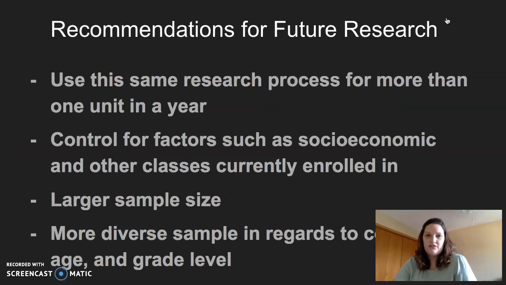So, some recommendations for future research to help address these issues. You could use the same research project process for more than one unit in a year. You can control for factors such as socioeconomic factors and other classes that the student is currently enrolled in. Look at a larger sample size and then a more diverse sample in regards to course, age, and grade levels. So looking at different social studies classes at different grade levels.